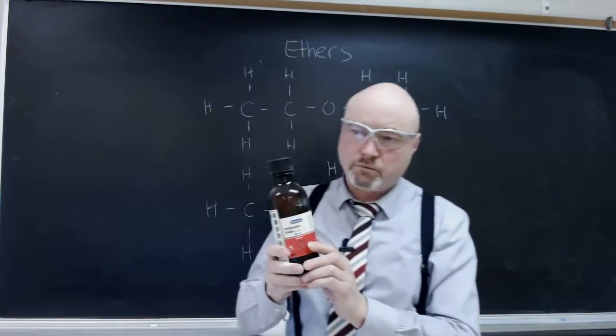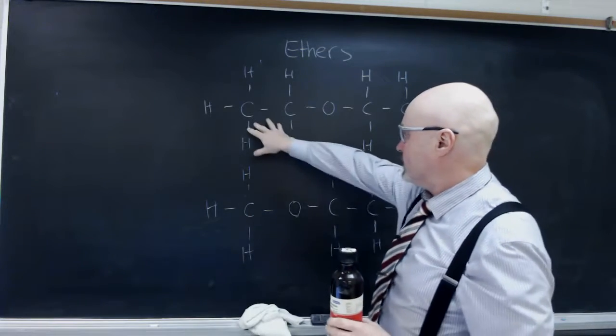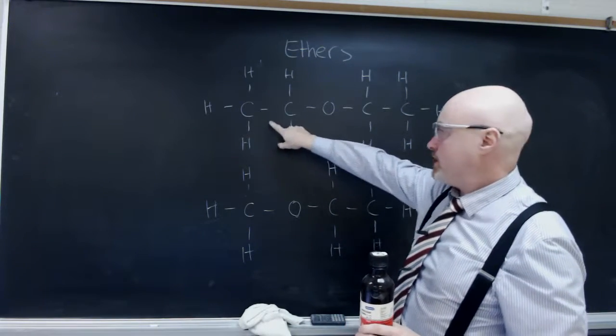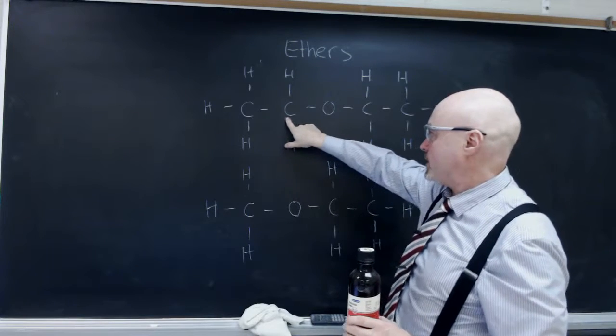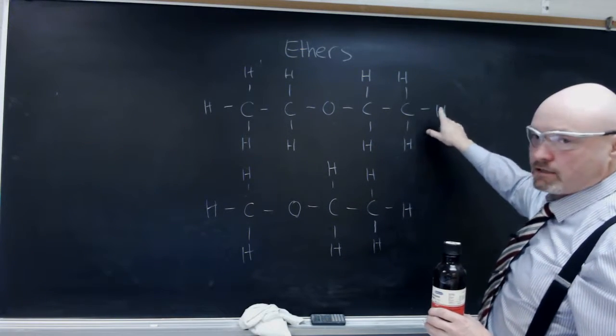And so we're looking at the properties of ethers. An ether is basically a carbon chain, usually like a carbon chain alkane, connected to an oxygen, and then connected to a second carbon chain.